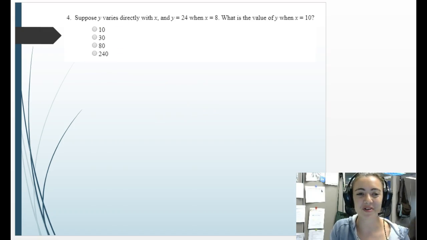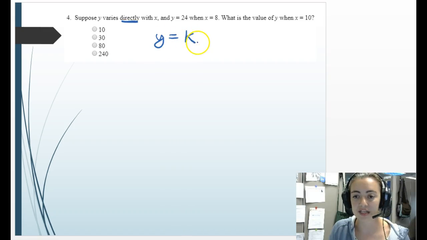So for number 4, we're going to suppose y varies directly with x. That right away lets you know that y is equal to kx. There's a direct variation. When you multiply some number by x, you're going to get to y. We just don't know what that number is yet. They do tell you that when y is 24, x is equal to 8. So let's substitute that in. So y is 24 when x is 8.